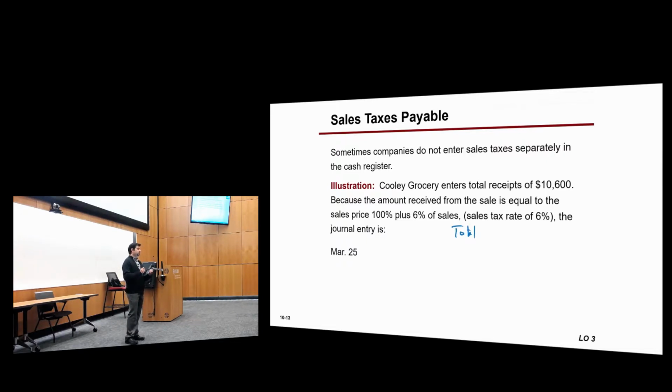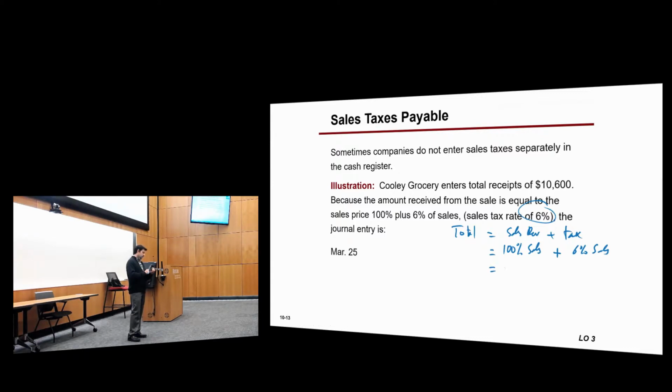This is the total amount, okay? It's equal to 10,600, but what are the two components here? Sales and? Exactly, so you have sales revenue plus tax, right? So the sales revenue is 100% of the sales, plus we have 6% of the sales. Any questions so far?